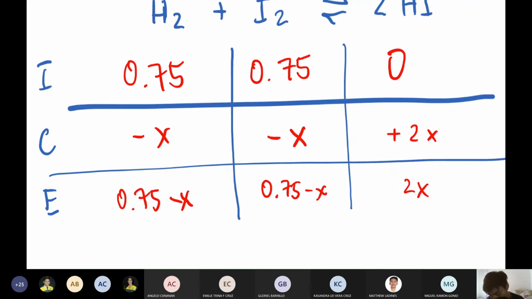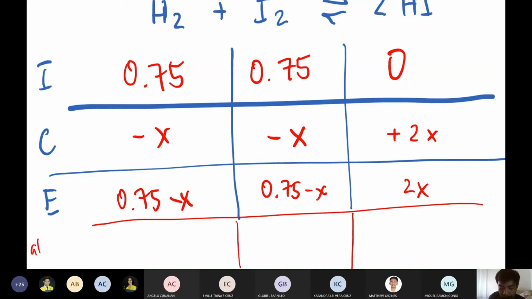So, ano yun? 0.59. So, that means at equilibrium, ano yung H2 concentration natin? That's 0.75 minus 0.59, equal yan sa 0.16 molar. So yun yung concentration ng H2 at equilibrium.